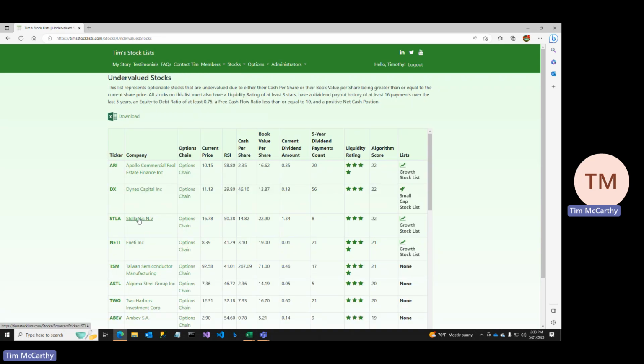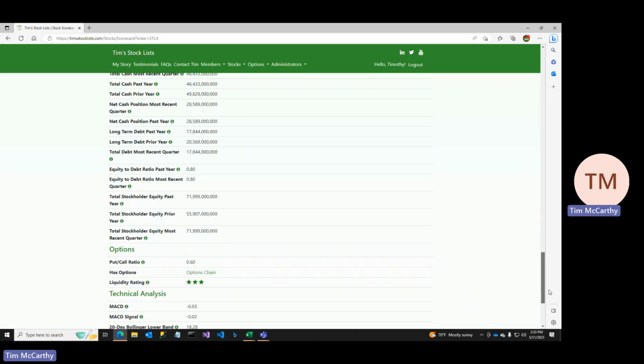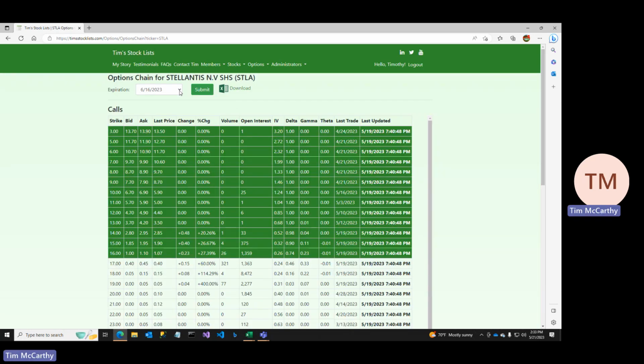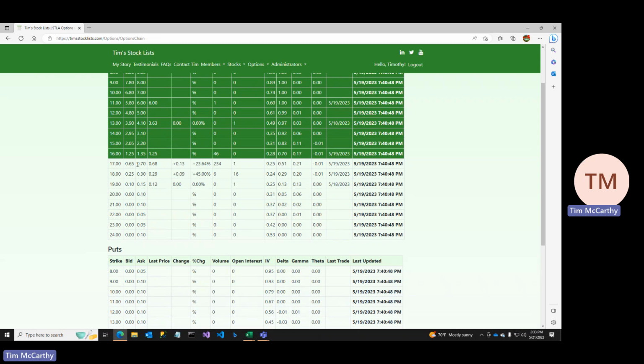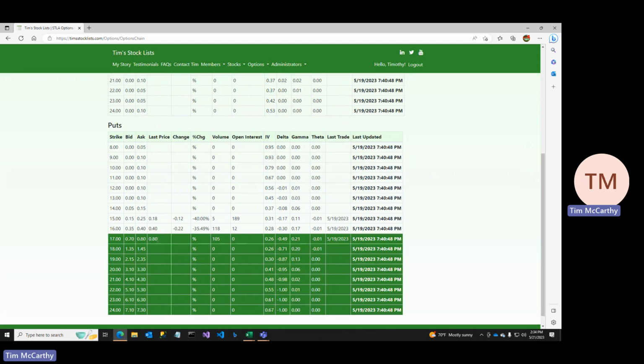So let's go back in here, go to Stellantis, go to their options chain, and go at least 45 days out. You can see here, this was the covered call I was going to sell on them. The last traded price was 68 cents per contract. Even looking at the puts, it's 80 cents per contract for selling an in the money put. If I got assigned, it would be basically like I bought them at $16.20, which is good.